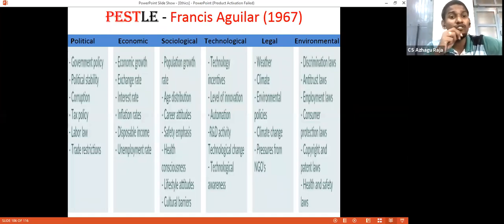So what is political analysis? In political analysis, you have to see government policy, political stability, state of corruption, tax policy, and then labor law. Because mostly the biggest hindrance for entrepreneurs is compliance with industrial and labor law. So what happens here if you start up, even in yesterday's class we saw in the case of provident fund, where you have 20 or more employees employed in an organization, then you have to adopt a provident fund. So you have to comply.